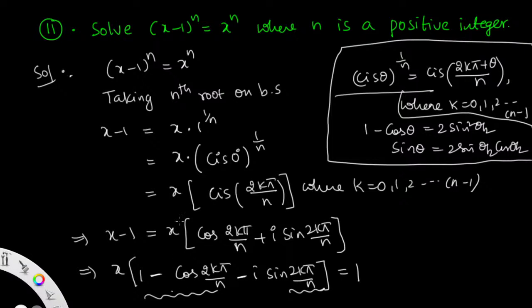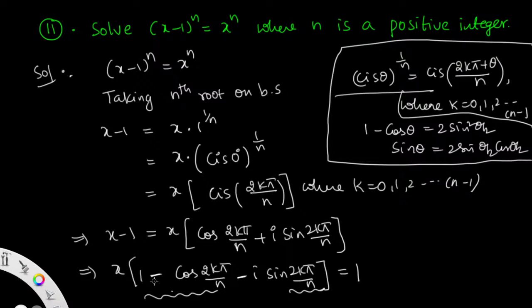So what we have completed now: (x minus 1) to the power of n equal to x power n. Taking nth roots, the power is cancelled, then you get 1. For convenience, in the nth root, 1 to the power of 1 by n. 1 is in the cis form, cis 0 whole to the power of 1 by n. It is in the form of cis theta whole to the power of 1 by n, so that is cis of (2k pi plus theta) by n, where k equal to 0, 1, 2, so on up to n minus 1. So that is x into cis of 2k pi by n, written in simplified form.